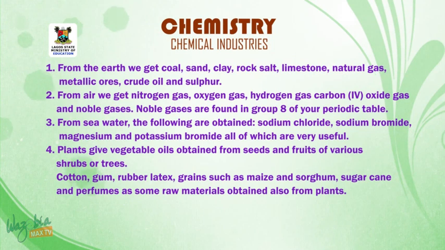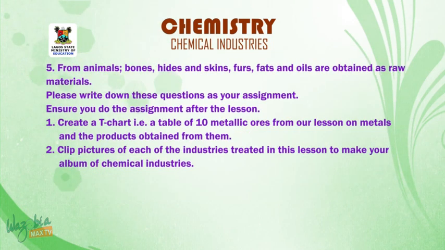Noble gases are found in group 8 of your periodic table. 3. From seawater, the following are obtained: sodium chloride, sodium bromide, magnesium and potassium bromide, all of which are very useful. 4. Plants give vegetable oils obtained from seeds and fruits of various shrubs or trees. Cotton, gum, rubber latex, grains such as maize and sorghum, sugarcane, and perfumes are some raw materials obtained also from plants. 5. From animals, bones, hides and skins, furs, fats and oils are obtained as raw materials.